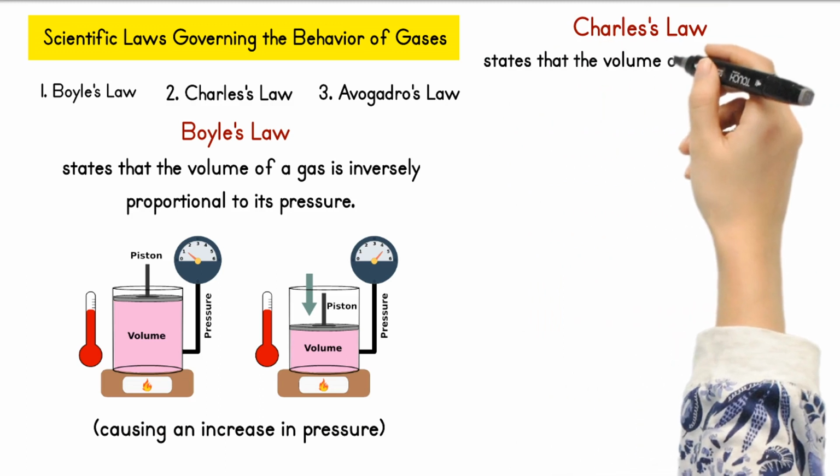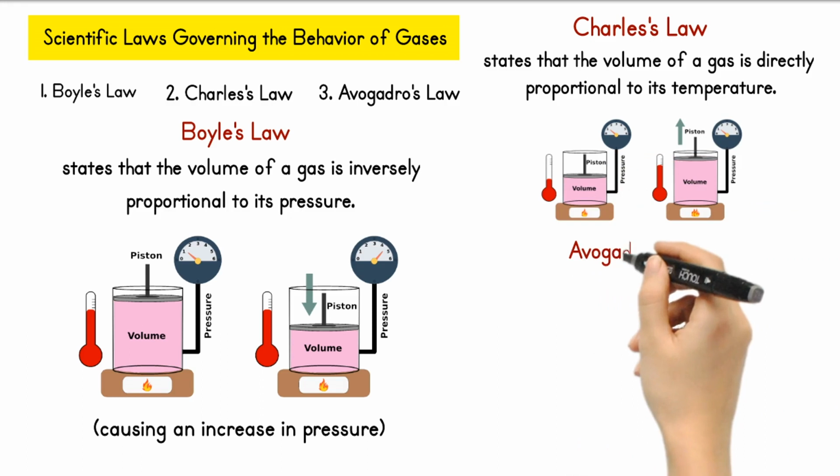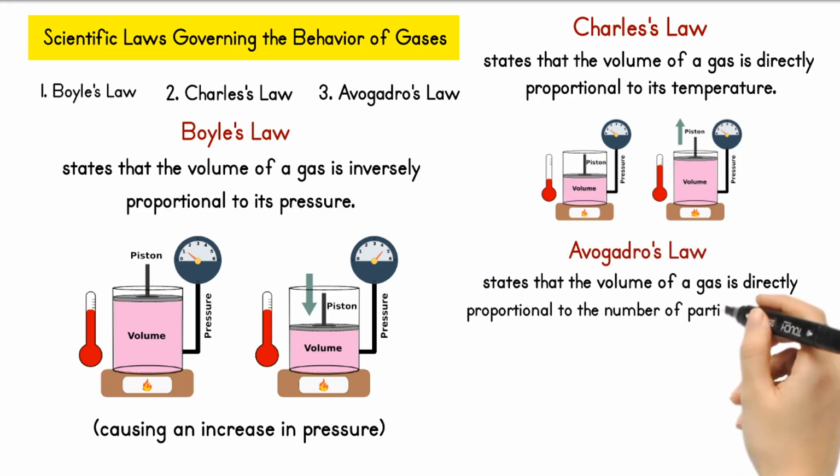Charles's law states that the volume of a gas is directly proportional to its temperature. Avogadro's law states that the volume of a gas is directly proportional to the number of particles in the gas.